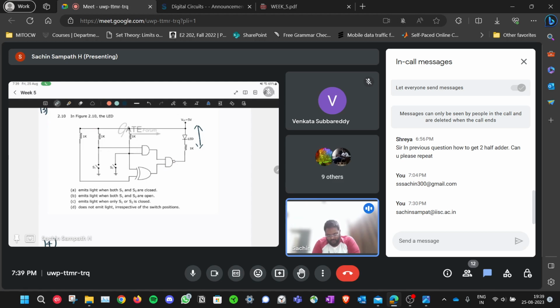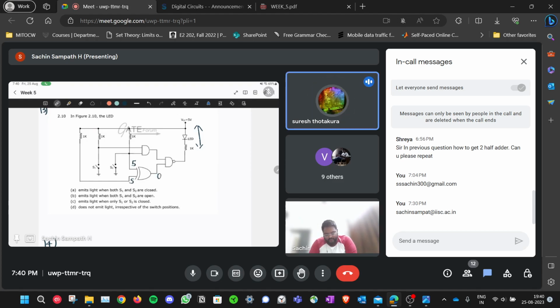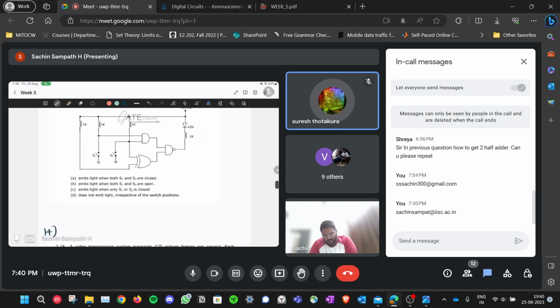Let's see what will happen if they are both open. If both of them are open, then this will be at 5 volts and this will be at 5 volts. So this will produce a 0. Now again this will go high. So it is 5 volts. So again the LED is off. So none of the input combinations for the switches will give you light. The diode doesn't emit light irrespective of switch positions.